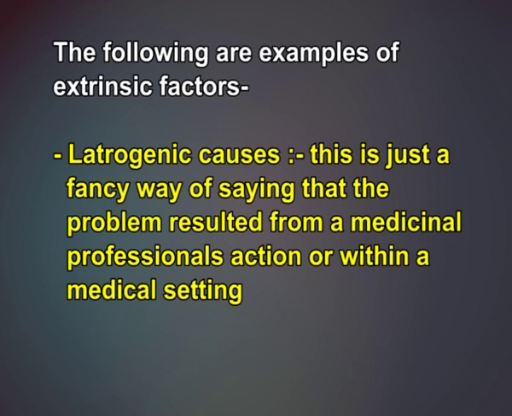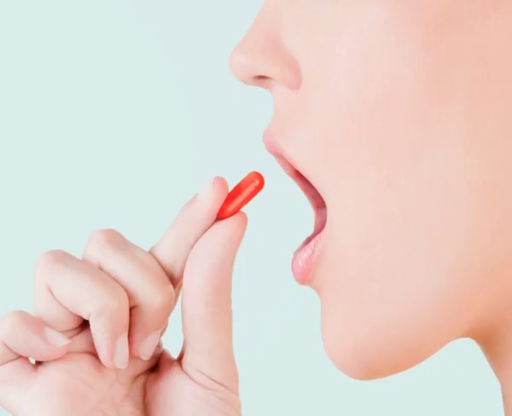This is just a fancy way of saying that the problem resulted from a medical professional's action or within a medical setting. C. Idiopathic. The third and final category of disease etiology is idiopathic, or unknown cause. Remember, idiopathic is for not knowing the disease etiology.